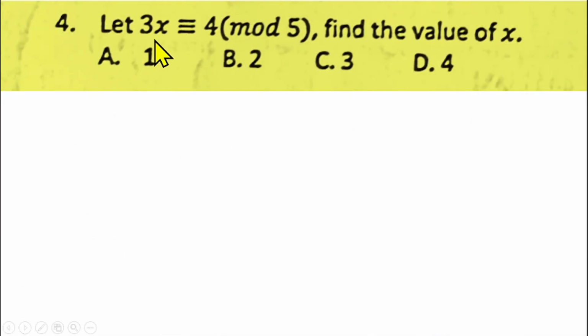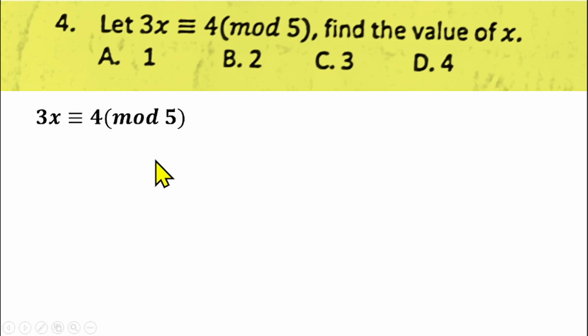Question number 4 is from modular arithmetic. We are told that 3x is equivalent to 4 mod 5. We have to find the value of x, knowing that x is multiplying 3. So what number will multiply 3 in mod 5 to give us 4? That's what you are asked to find.